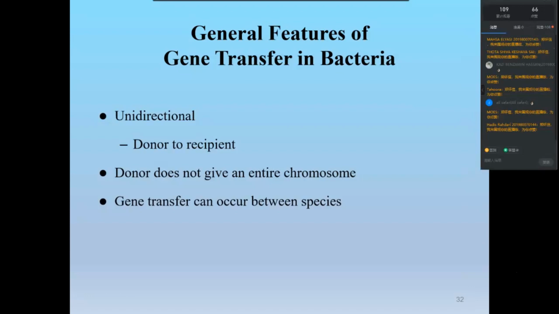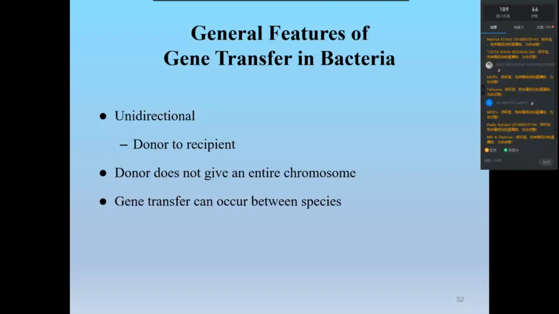There are some properties or features of gene transfer. First, it's unidirectional. So this transfer is unidirectional. It's from donor to recipient, or from outside to the competent cell. Unidirectional means only one direction. Second is that the donor cell does not give an entire chromosome. If the DNA is from a donor cell into a recipient cell, the donor cell just gives maybe part of its chromosome or some accessory DNA, but they don't give an entire chromosome.